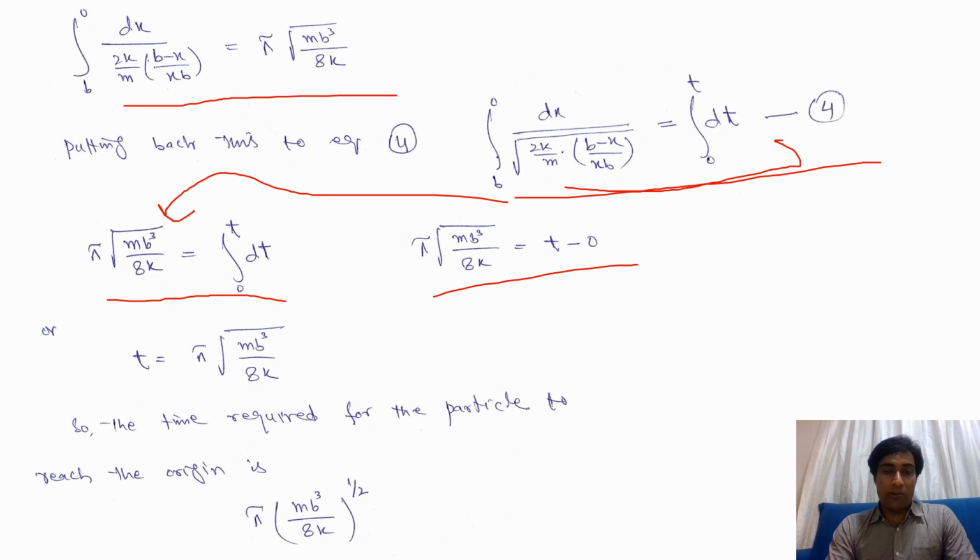So the time required for the particle to reach the origin is pi times the square root of mb cubed over 8k. Here I think I misplaced the square root, so this is the square root. Okay, thank you.